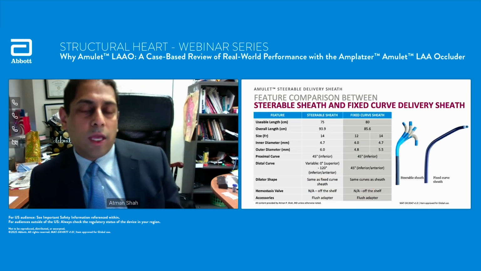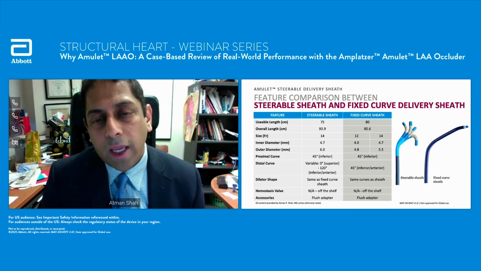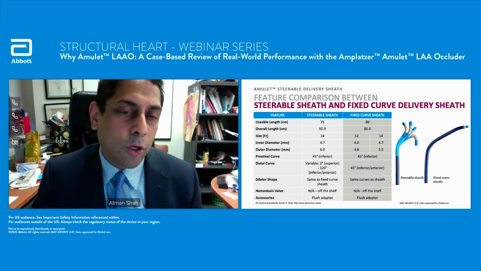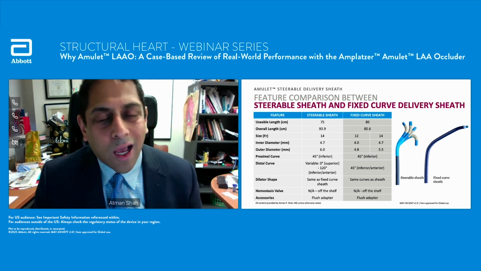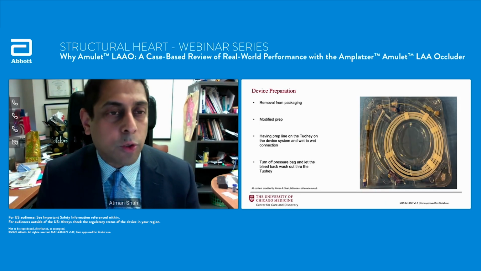And this is what the flexible or the steerable sheath will look like. It can go from a completely angulated view and with an anti-clockwise turn on the knob, give you a completely retroflex view. Again, it's not going to make up for a suboptimal transseptal stick, but it'll definitely help with optimal deployment.